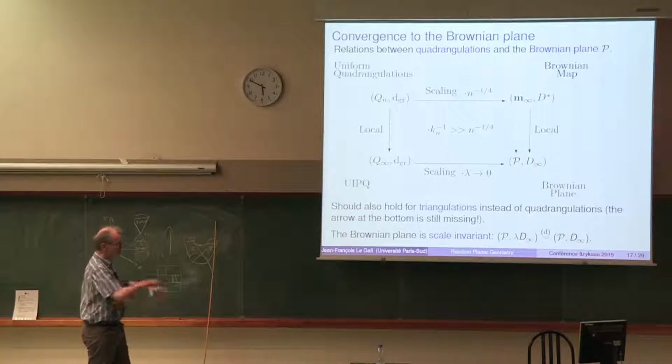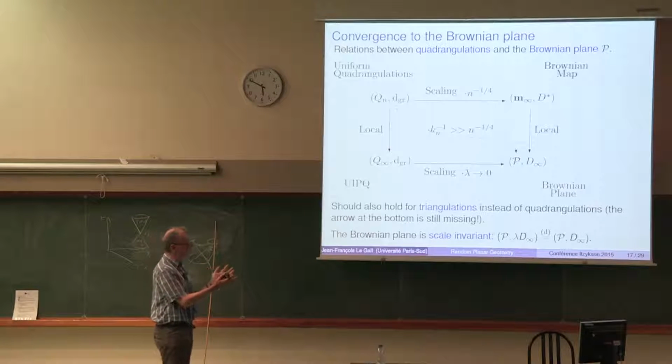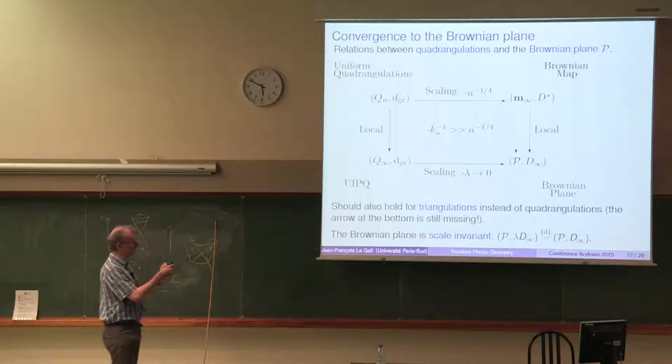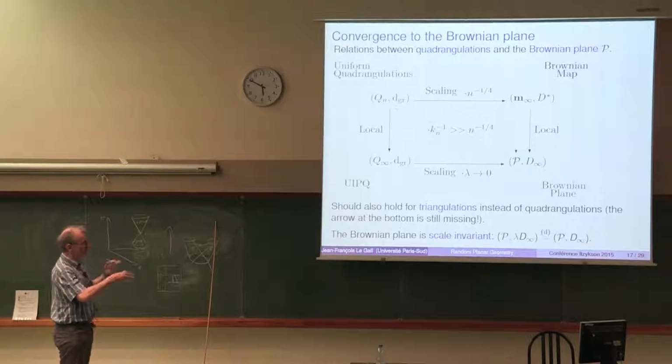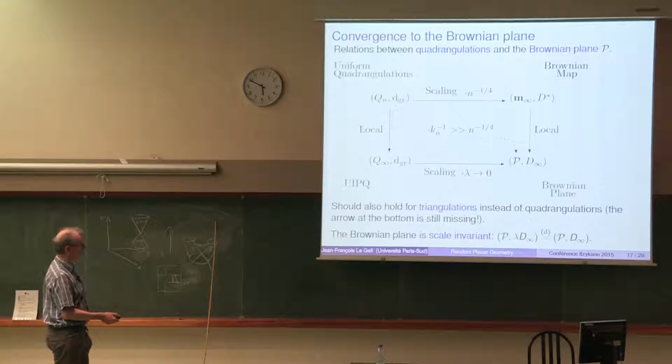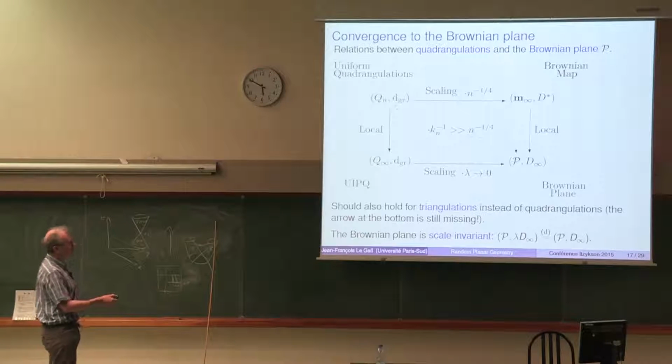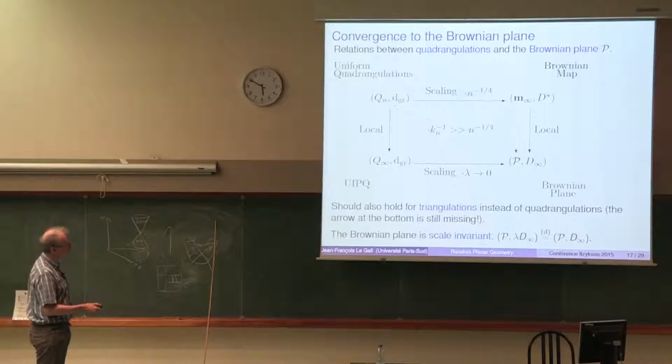Okay, just like if you take the usual sphere and if you blow up the distance near one particular point of the sphere, well, of course, you converge to a plane, okay? Just a tangent plane if you want. Okay? So it's very similar. Well, presumably all this works also for triangulations, but this convergence has not been proved for triangulations.